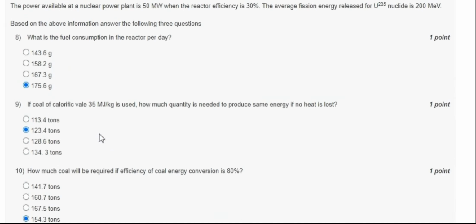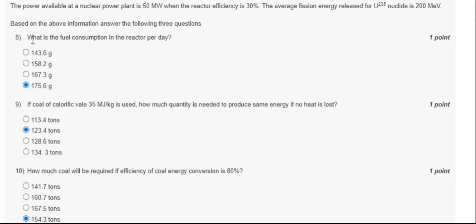Okay, the next question is also numerical, 8, 9, 10. The power available at a nuclear power plant is 50 megawatt. Reactor efficiency is 30% and the energy released per nuclear fission is 200 mega electron volt. Based on the above information, answer the following 3 questions.